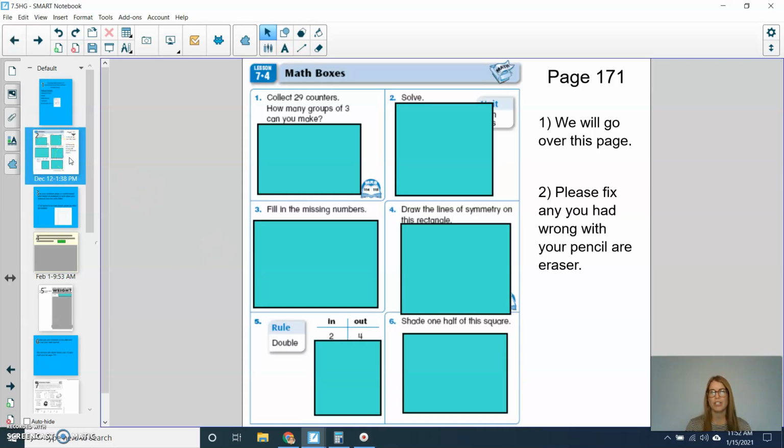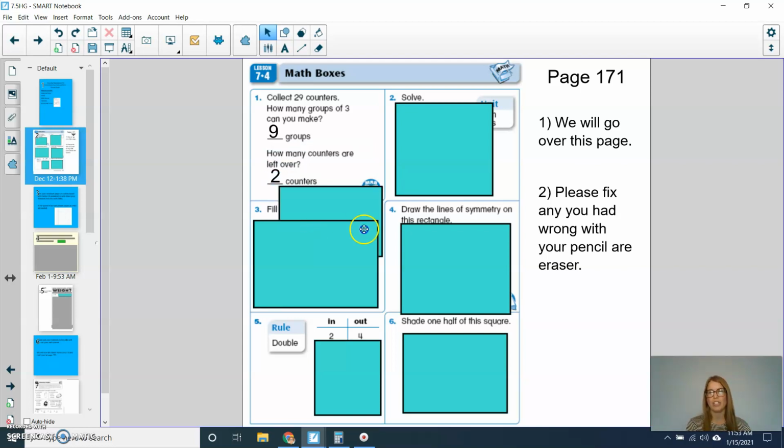The first thing that we're going to do is go over our math boxes from the previous lesson. So if you could open up your math journal to page 171. If you're noticing that you have any mistakes, please fix those with your pencil and eraser. For our first question, collect 29 counters. How many groups of 3 can you make? You should have said that you could make 9 groups. 9 times 3 equals 27, and then you would have 2 counters left over.